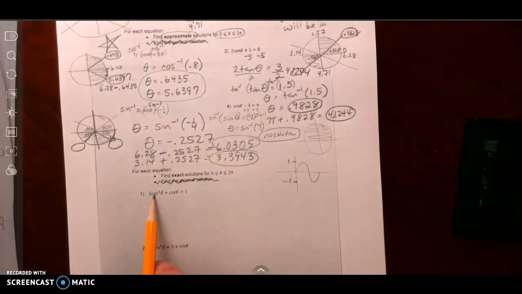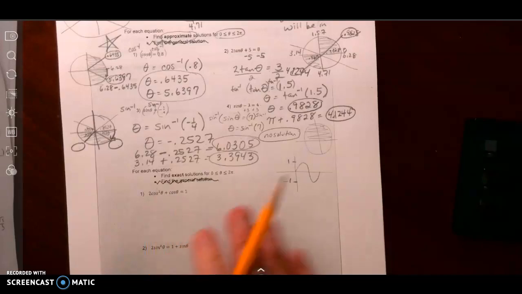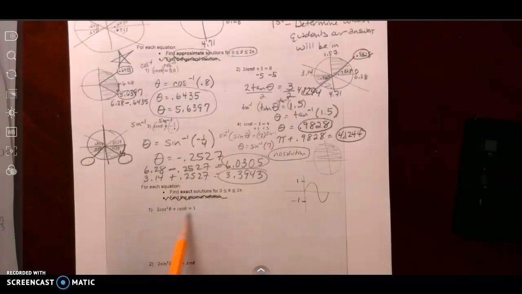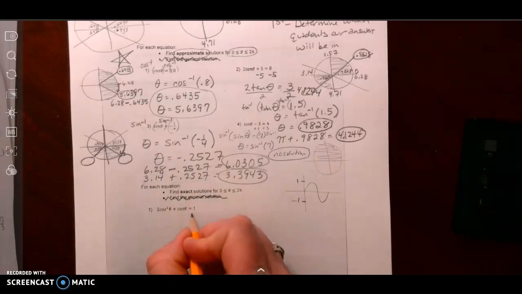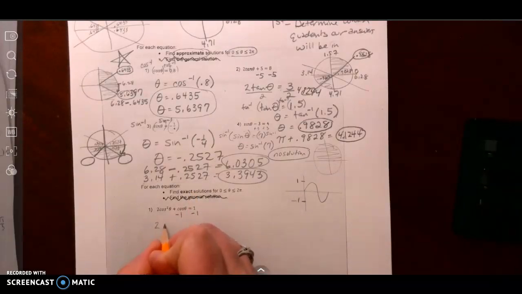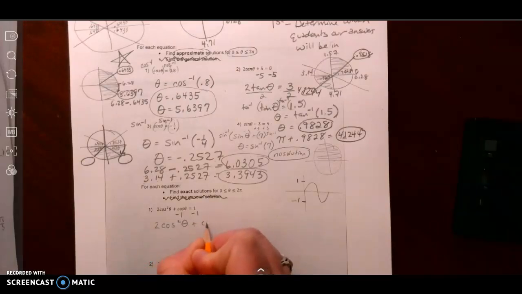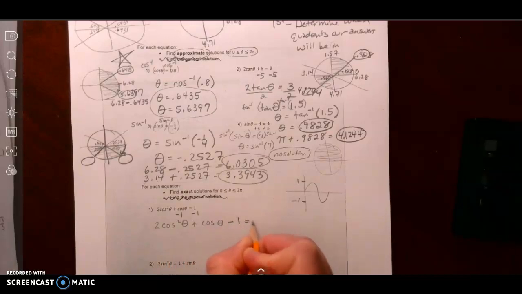So I can tell that, obviously this is a quadratic because I've got cosine squared. And I need to set this equal to 0 in order to solve a quadratic. It always needs to be set equal to 0. So I'm going to subtract 1 from each side. And I get 2 times the cosine squared of theta plus cosine of theta minus 1 equals 0.